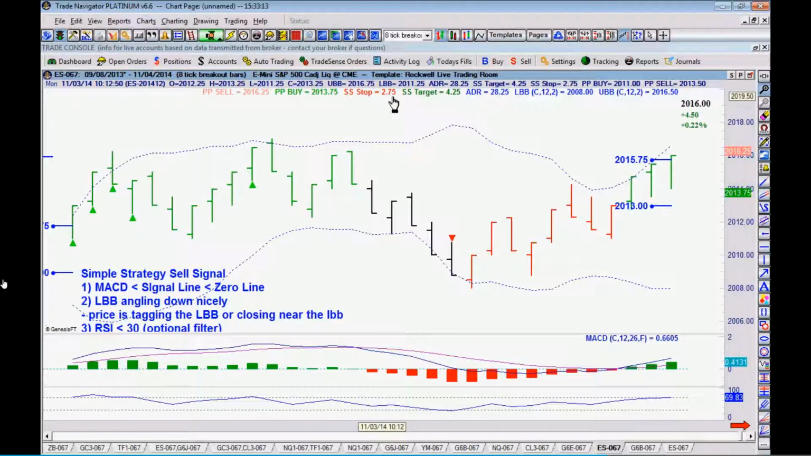And another thing to keep in mind is that although we don't have a black bar this time, we're getting a separation between signals, because we went long earlier.